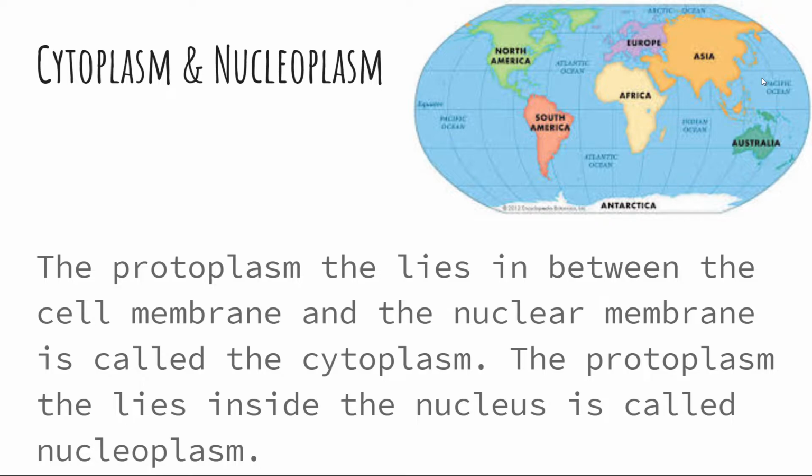Now I know how this is confusing and all, but let's look at the world map for a bit. All the blue portion is water, but in the map you can see different names given to that water. The Pacific Ocean, the Atlantic Ocean, and the Indian Ocean and others. So if we take water as the protoplasm, the water that is in between North America, South America, Africa, and Europe is known as the Atlantic Ocean. Similarly, the protoplasm that lies in between the cell membrane and the nuclear membrane is called cytoplasm.